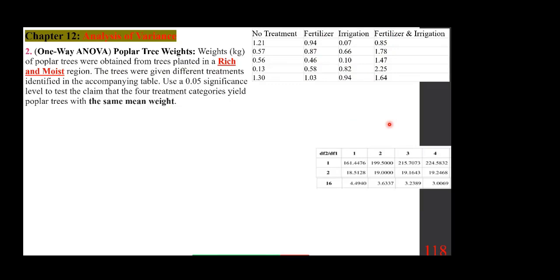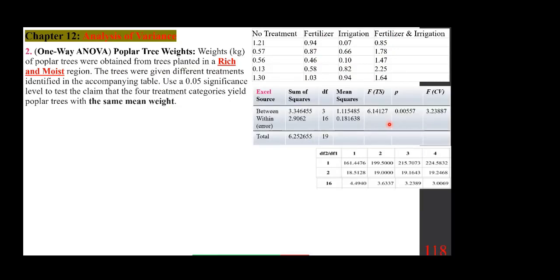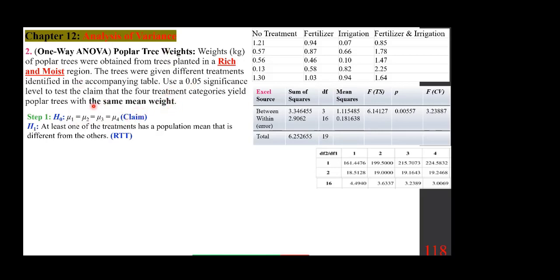So to do that, we run either Excel or TI calculator, and here's the result. And before we go there, we write the very first step, which is H0: mu sub 1 equals mu sub 2 equals mu sub 3 equals mu sub 4. And that is the claim according to the question, because we are checking to see if they have the same mean weight. H1: at least one of them results in a different mean. At least one of the treatments has a population mean that is different from the others, and we take it to be a right tail test.